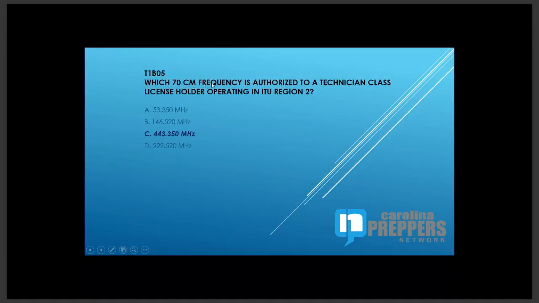Which 70-centimeter frequency is authorized to a technician class holder in region 2? Don't worry about the region 2. When you see the question, what's the first thing your brain went to? It's 70-centimeter frequency. This is one of those that you're going to have to do your best to remember. I don't know. You're right, Dave. But you're going to have to just remember that 440 is the same as 70 centimeter.